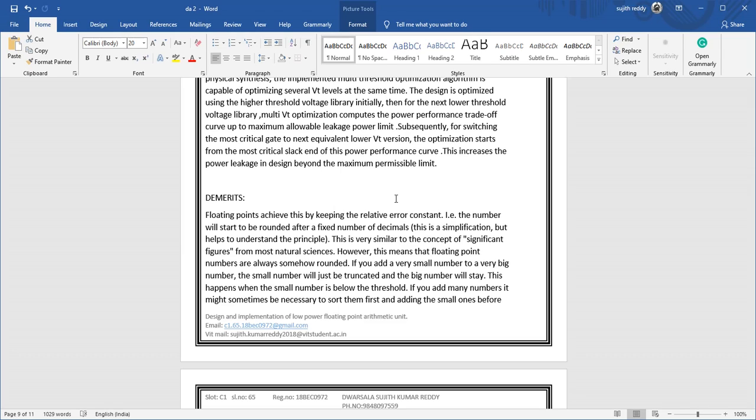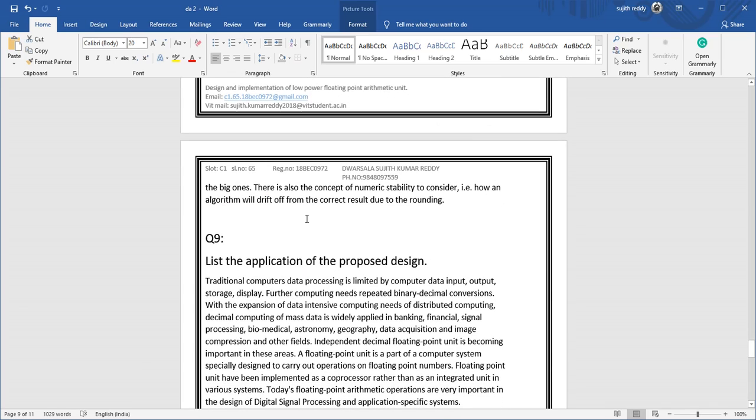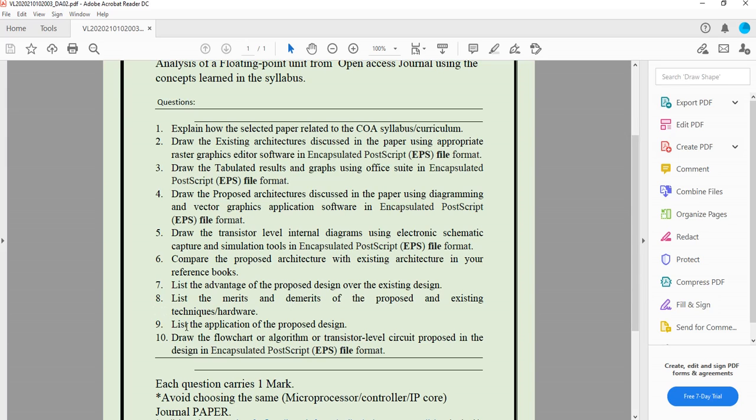This happens when the small number is below the threshold. If you add many numbers, it might sometimes be necessary to sort them first and add the small ones before the big one. This is also the concept of numerical stability to consider, that is how an arithmetic will drift off the correct results due to rounding. Let's get to question number 9. Question number 9, list the applications of the proposed design.